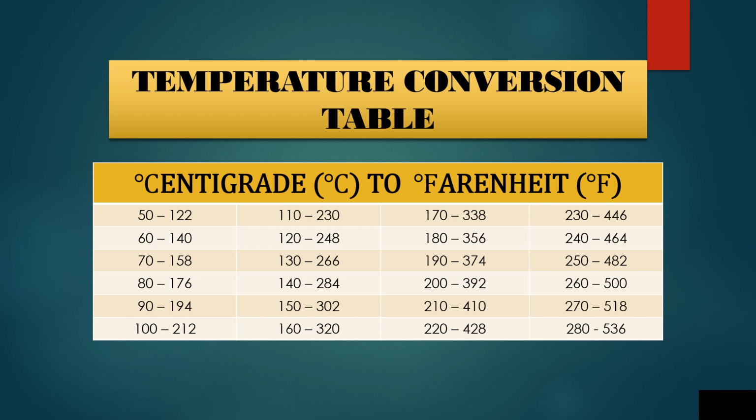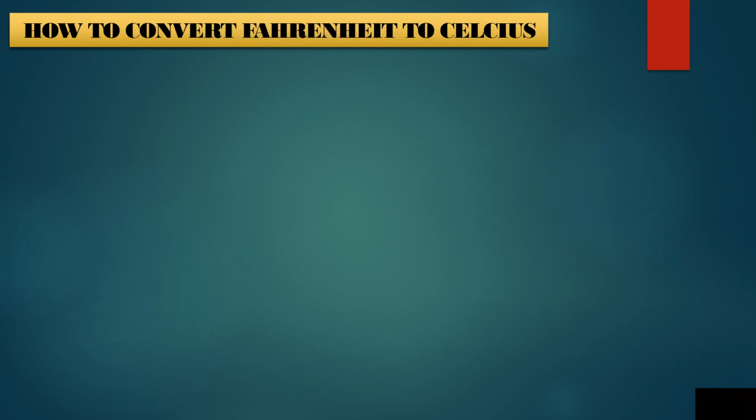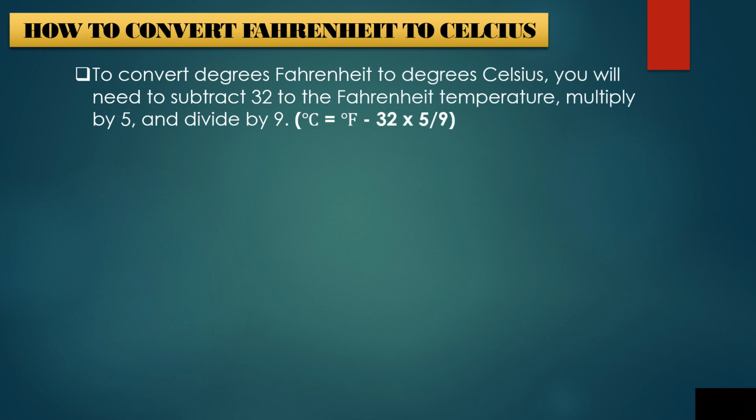So, pero syempre, meron tayong formula. Okay, so how to convert Fahrenheit to Celsius? To convert degrees Fahrenheit to degrees Celsius, you will need to subtract 32 from the Fahrenheit temperature, multiply by 5 and divide by 9. So ito yung formula natin. Centigrade equals Fahrenheit minus 32 times 5 divided by 9.